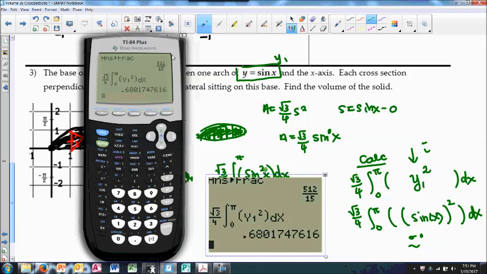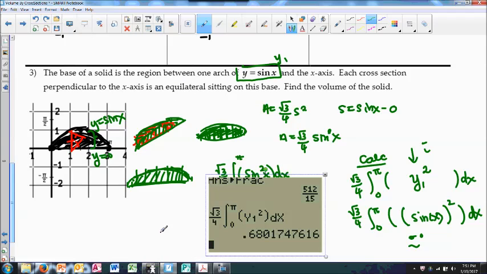So we found our volume to be 0.680. Even though that's a 0 at the end, you are required to list that decimal place of precision. You may not write 0.68 and get full credit. You're going to lose a point if you do.